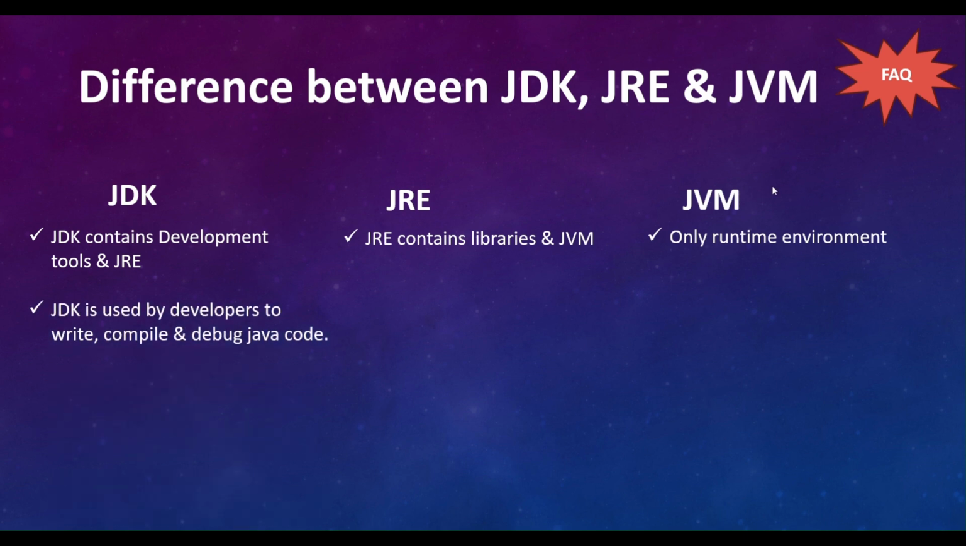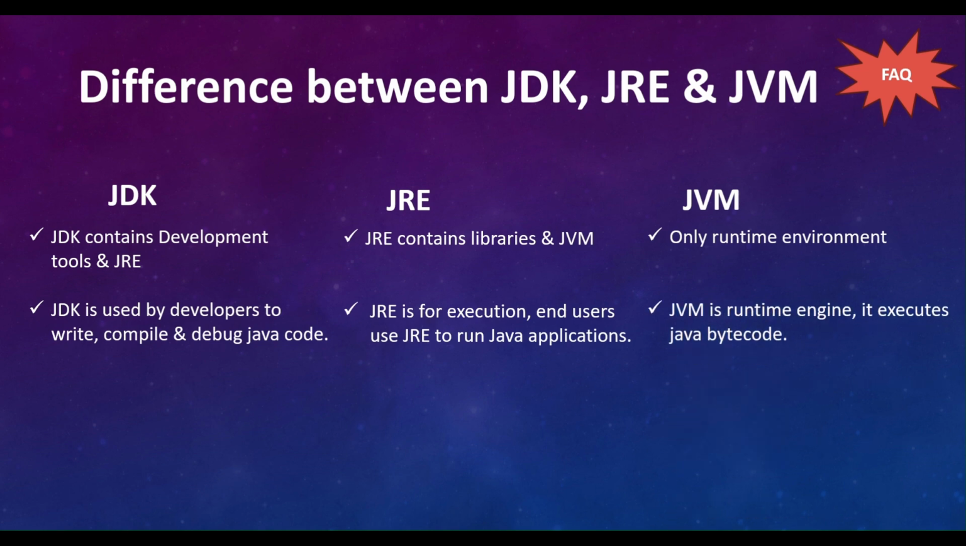And who uses JDK? JDK is mostly used by developers to write, compile, and debug Java code, because it contains all the development tools. Next, what is JRE used for? JRE is mainly used for execution only, and end users who want to run Java applications use the JRE. And JVM is completely a runtime engine, as mentioned. It executes the Java bytecode. Inside this JVM, the bytecode is converted into machine specific code, and we get the result.